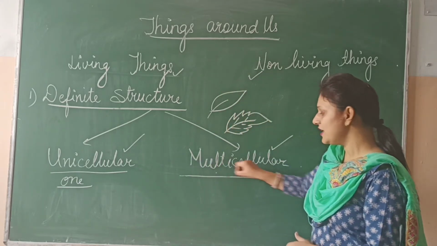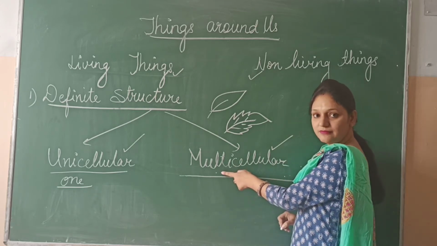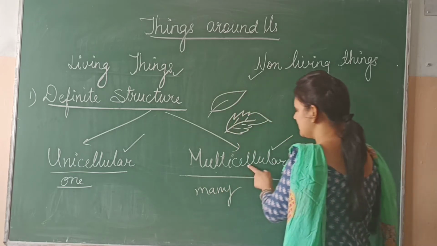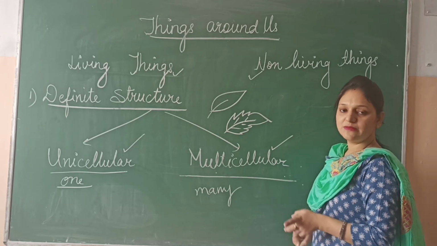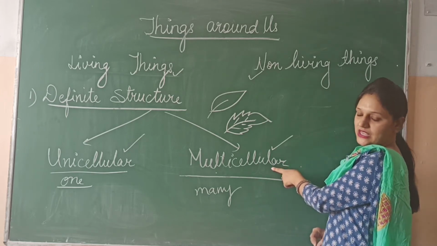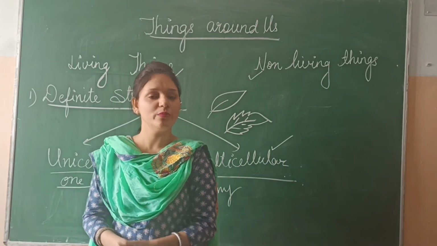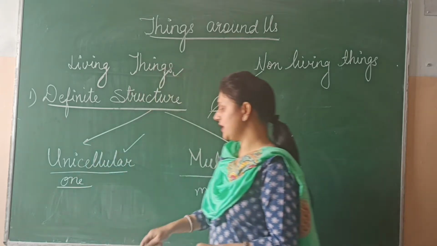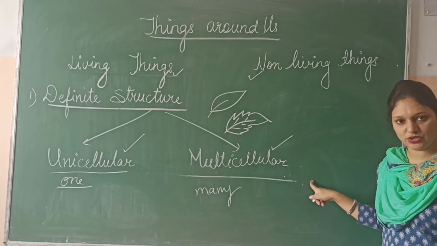Now multicellular. As it is clear from the name, multi means many, and cellular means cell. So made up of many cells. Organisms which are made up of many cells are known as multicellular. Perfectly said. So on the basis of definite structure, how many types of organisms are we having? Two types. First one is unicellular, second one is multicellular.